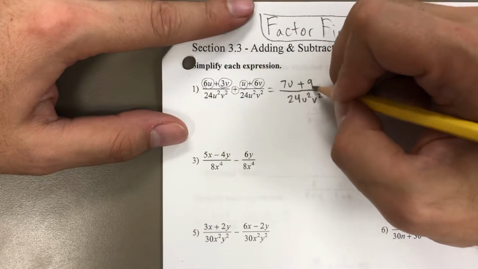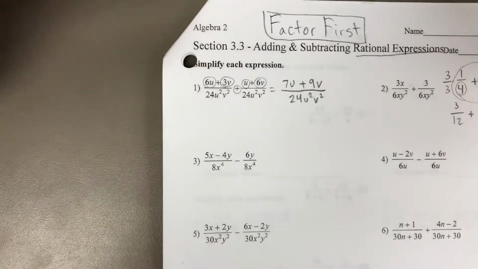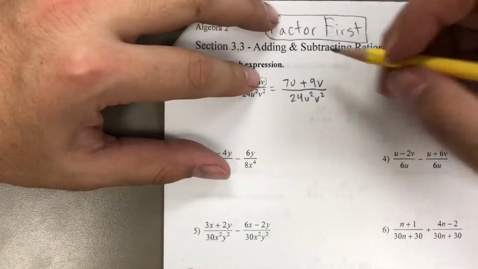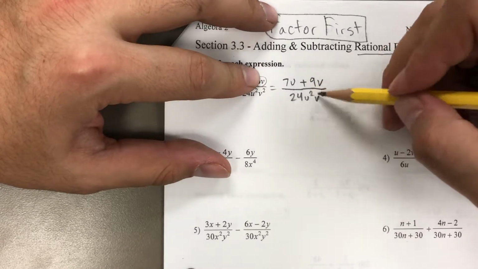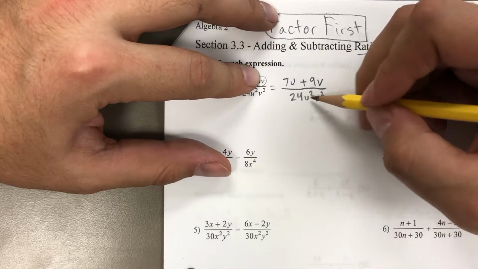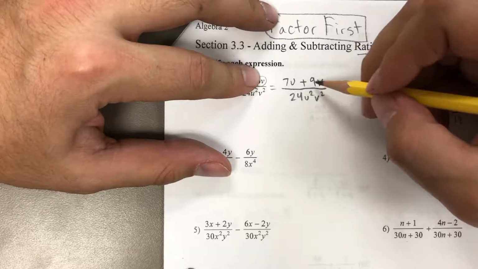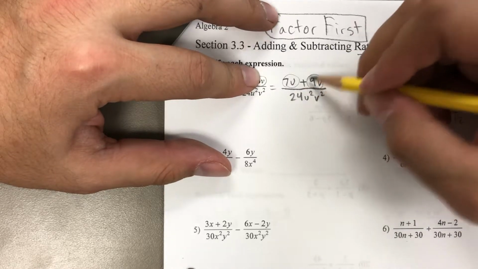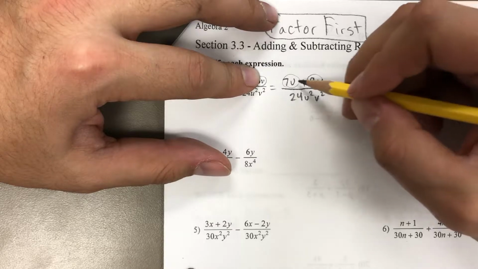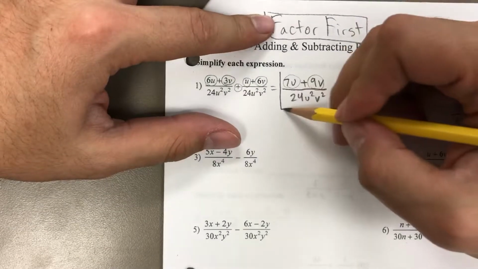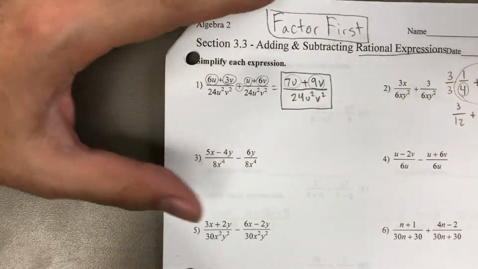Plus 9v. Now when I'm simplifying rational expressions, this is when I'd want to factor. But the only things I could cancel out would be prime numbers, and if I try to divide out a u, I'd have to divide it out from both terms, so that's not happening. And if I want to divide out a v, there's no v in this expression, so I wouldn't be able to do that. So this is the simplified expression when it's all done.